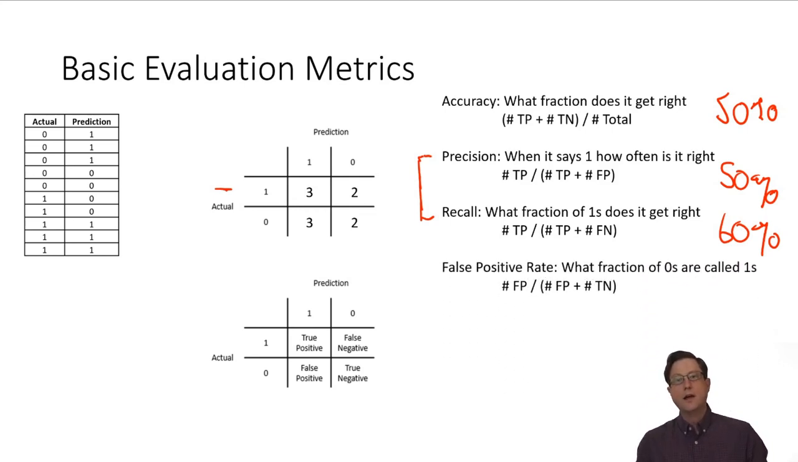There's another way to look at overall model performance, and that's the false positive rate and false negative rate. The false positive rate is the fraction of zeros erroneously called one by the model. So actual zero called one: you would say the number of false positives divided by the number of false positives plus the number of true negatives. That's the false positive rate, the fraction of the zeros that are erroneously called one.